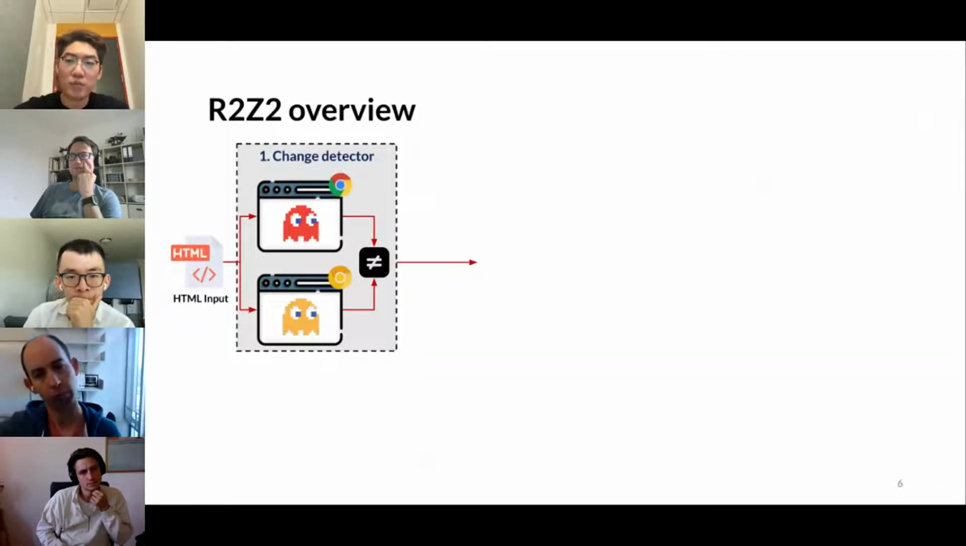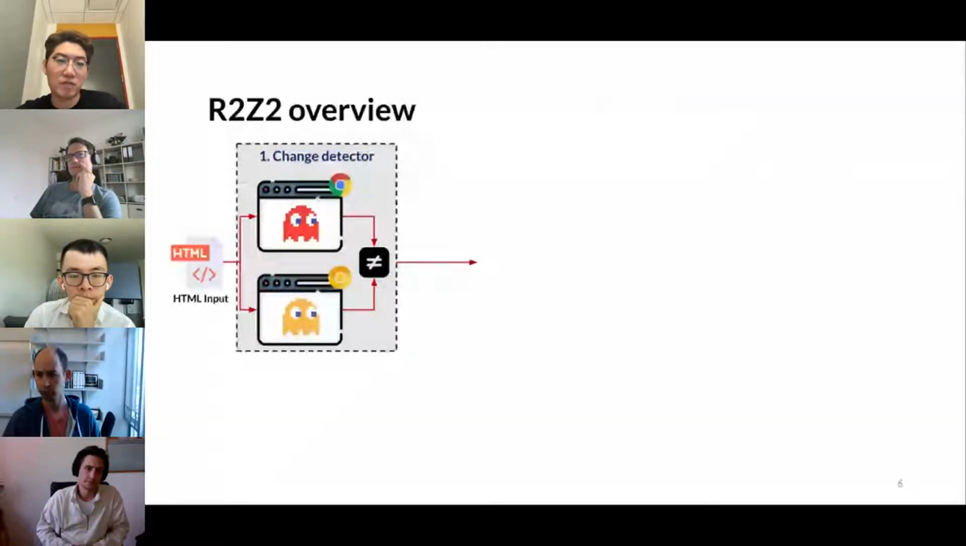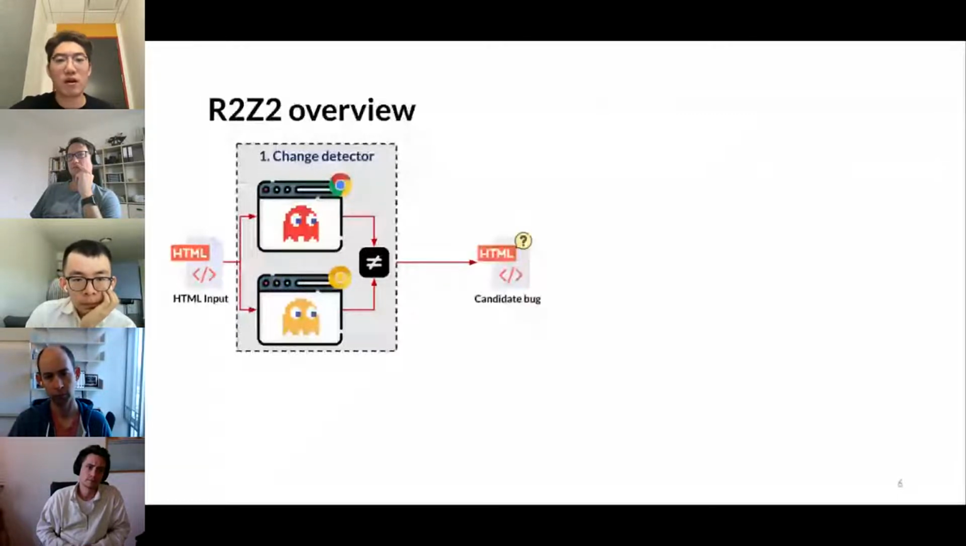So we propose AltoG2, a framework to find and analyze rendering bugs. Let me explain the overview. First, AltoG2 makes a random HTML input and opens it on two different versions of the same browser. Next, it checks whether the two results are different or not. If they are, it decides that input has a potential to be a bug, and we will call this case a candidate bug.